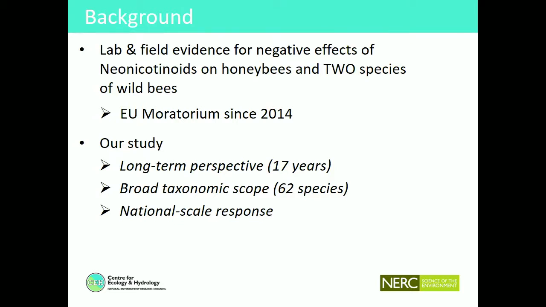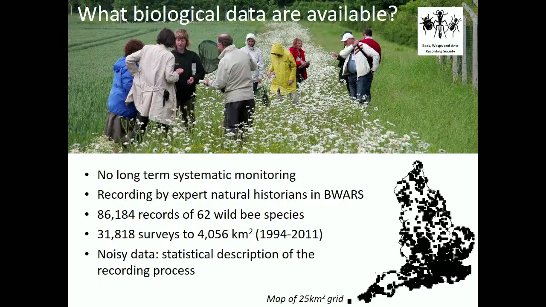In order to do that, we need to figure out what data we've got. I work in the Biological Records Centre, so I work on biological records. These are data gathered by expert amateur naturalists, such as shown here. These are people who go out into the countryside and return lists of bee species that they recorded. They submit these records to the Bees, Wasps and Ants Recording Scheme, and I collated together 86,000 records from a 17-year period, as shown here.